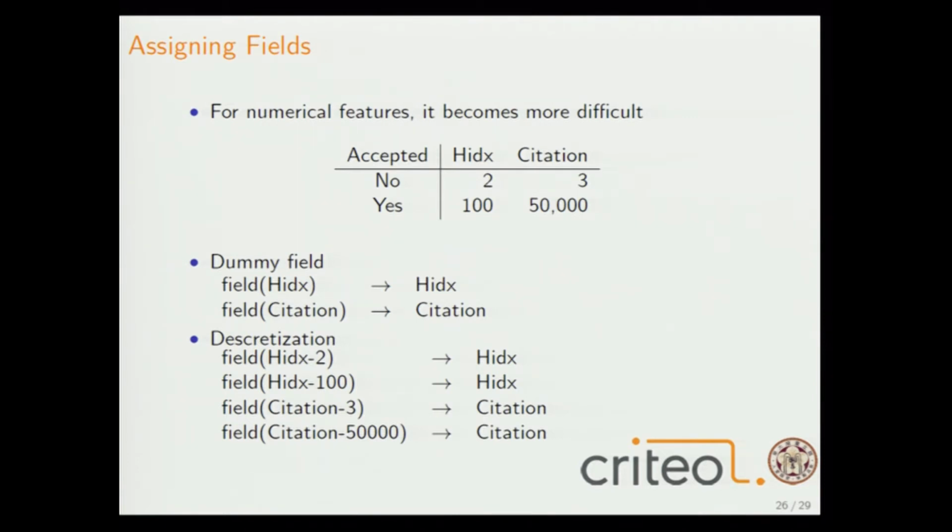And another option is that we do this discretization. So by doing discretization, basically it means that we transform the numerical features into categorical features. So now we have four features, and we can say that the field of H-index 2 and H-index 100 is H-index, and the field of citation 3 and citation 50,000 is citation. So we will compare these two approaches later. So finally, I want to show you that in addition to the two data sets we have showed, now we also try these four models on more data sets.